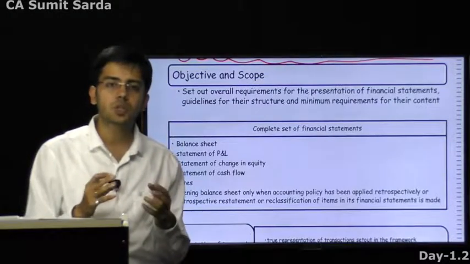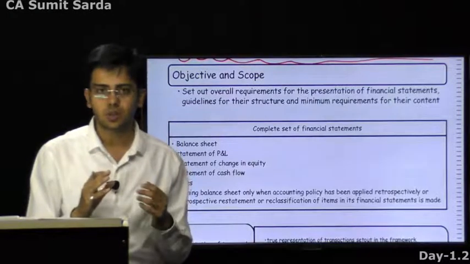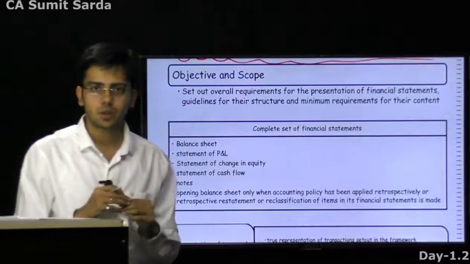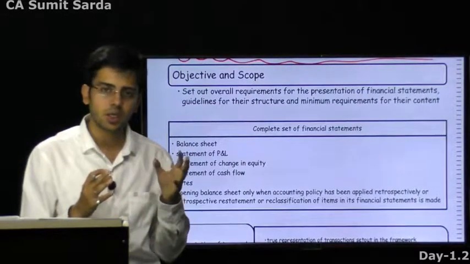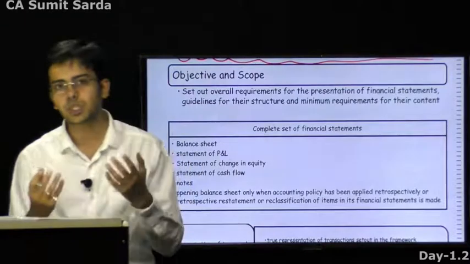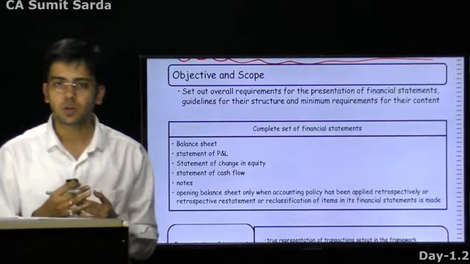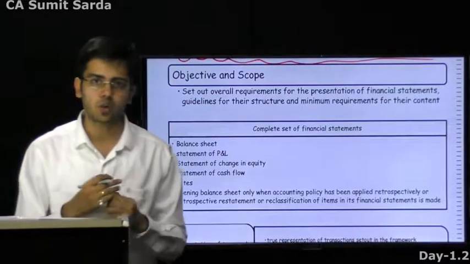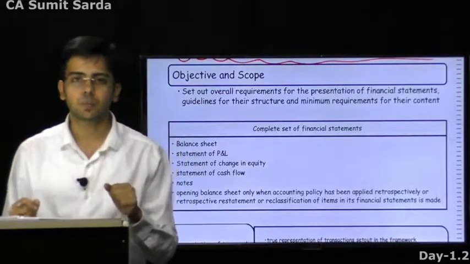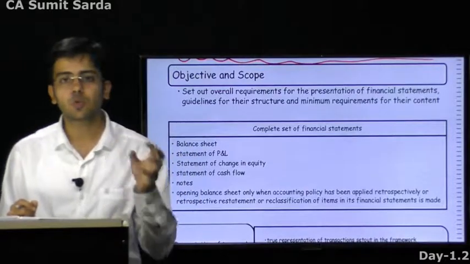So we have discussed three differences. The first difference is in the name. The second difference is that AS 1 deals with disclosure, Ind AS 1 deals with presentation, it gives a format. The third difference is that there are two additional statements under Indian accounting standards: the statement of change in equity and the statement of comprehensive income.